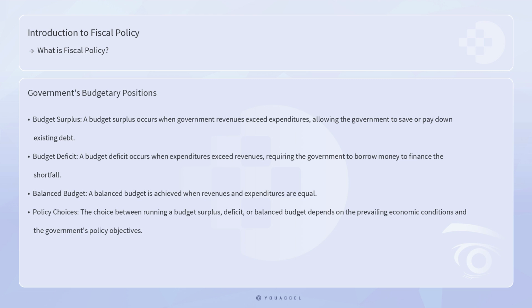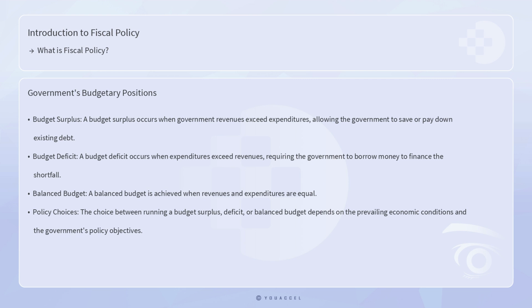Fiscal policy is also influenced by the government's budgetary position, which can be in surplus, deficit, or balanced. A budget surplus occurs when government revenues exceed expenditures, allowing the government to save or pay down existing debt. A budget deficit, on the other hand, occurs when expenditures exceed revenues, requiring the government to borrow money to finance the shortfall. A balanced budget is achieved when revenues and expenditures are equal.